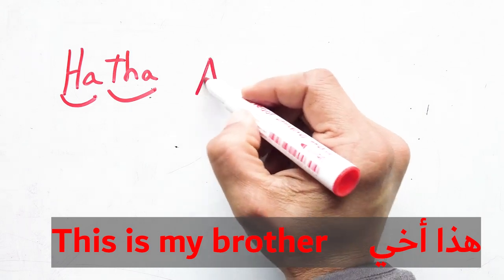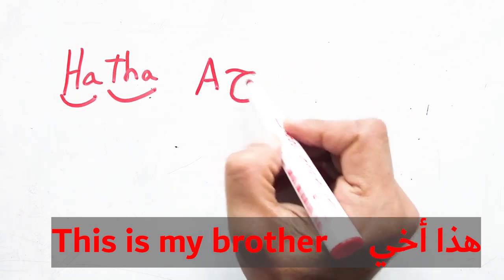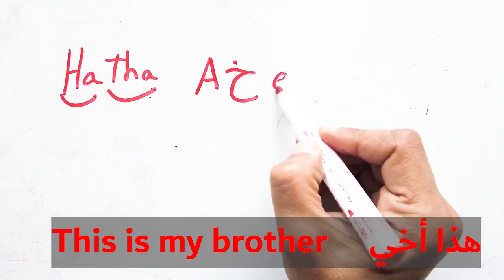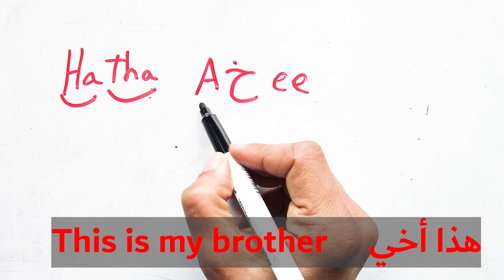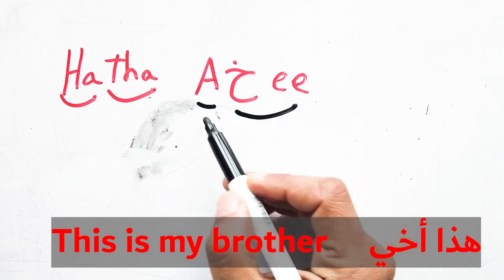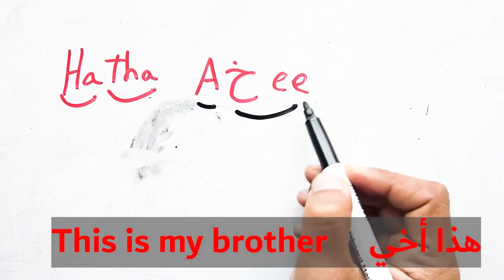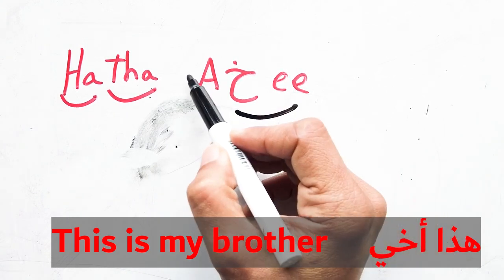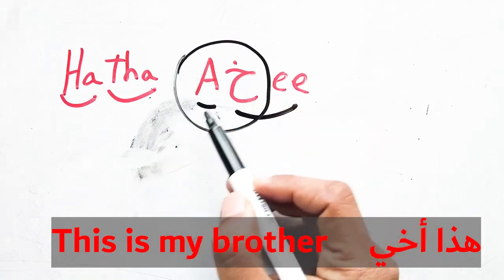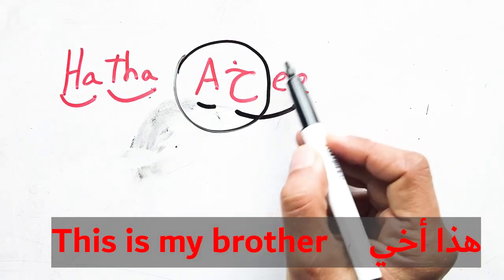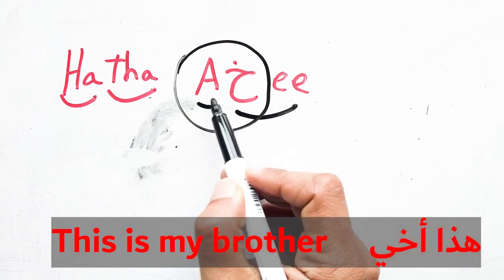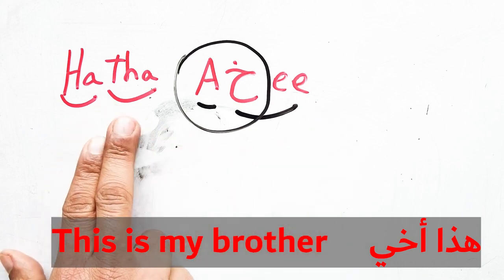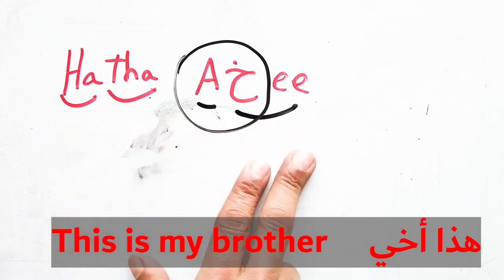أخي. Then we have that letter that we said we pronounce like a snore. We have two syllables here: أخي. So the word brother is just أخ. أخ is brother, and ي is a possessive pronoun. My brother. أخي. هذا أخي. This my brother.